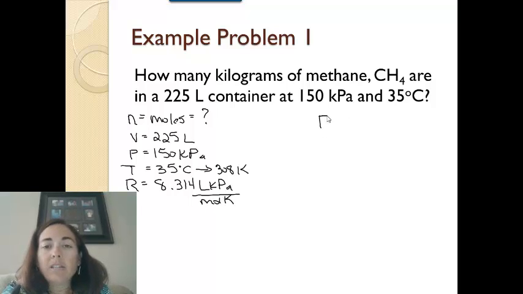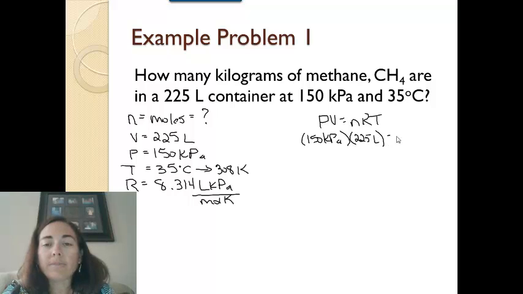So let's plug into the equation now, and we're going to solve for N. My pressure is 150 kilopascals. My volume is 225 liters. N is my unknown. Now here's R. This is where all those units are going to go. Liters times kilopascals divided by kelvins and moles. And I've run out of room. I'm going to squeeze in my 308 Kelvin right there.